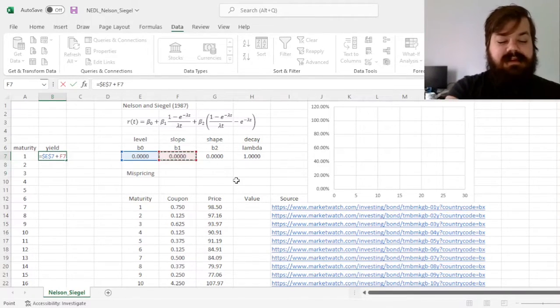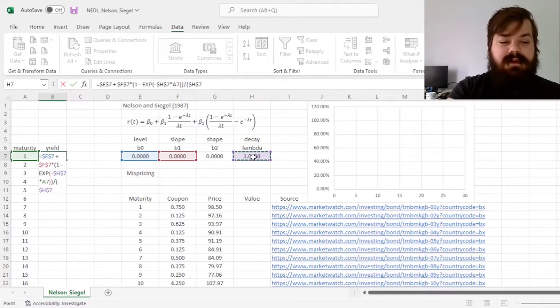Then we take into account the slope, adding a locked beta 1 parameter and multiplying it by 1 minus the exponent of negative lambda times t, the maturity or the tenor. Then we divide it by lambda times t, again, just as in any exponential decay modeling. Then we add the term that is responsible for curvature or humped yield curves. And then we take into account the parentheses.